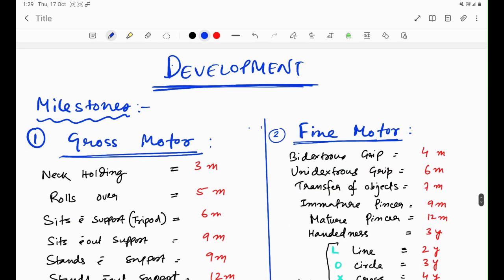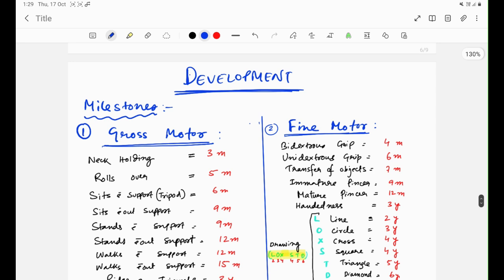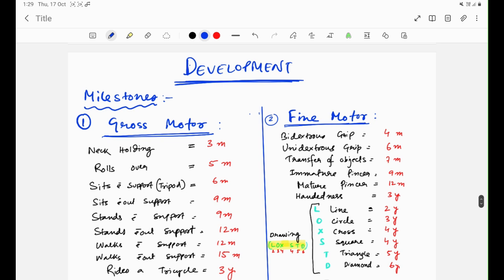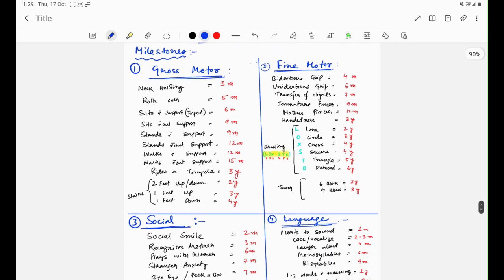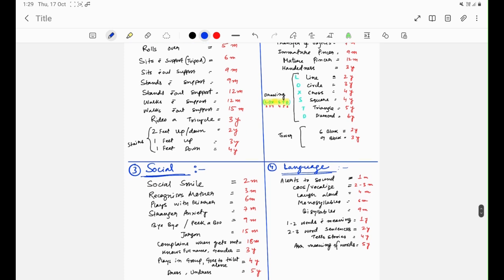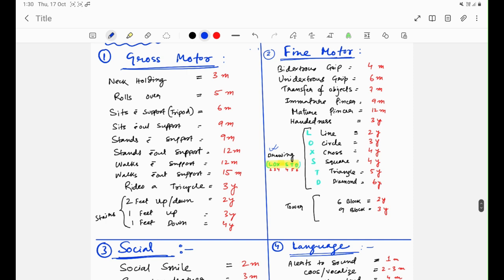Next we'll go to development. In development, the most important thing, which has been asked several times, is the milestones. They'll give a scenario asking which milestone should be there. So you have to read it several times. It's very hard. I'm not saying it's easy, it's very hard. You have to read and revise it several times to remember it. It's not possible to remember this by reading once or twice. This is how I remembered it during my preparation. I have written it as it is. If you need mnemonics, I have added those also. I have made it nicely with age sequence.